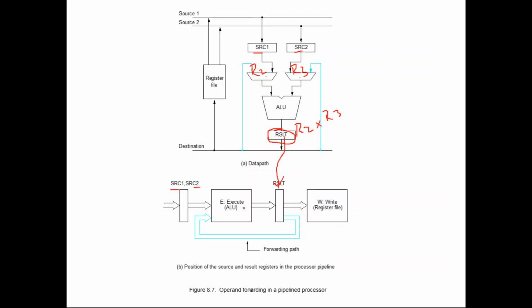This same diagram is shown in another way here. This is the ALU and its inputs are SRC1 and SRC2. The output is available here. After that it will be written. But now the next instruction wants this.